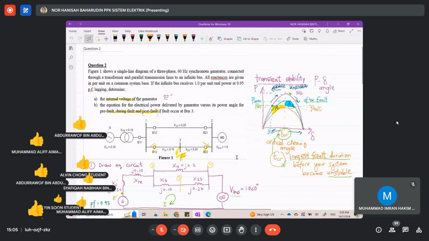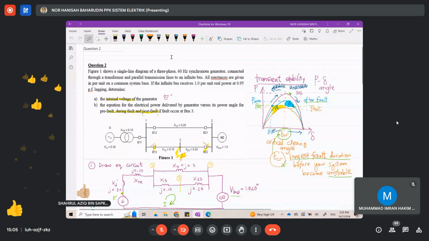Jelas. Okay, Alhamdulillah. Okay, kalau kamu tengok ni question number 2 ni, figure 1 shows a single line diagram of 3 phase.